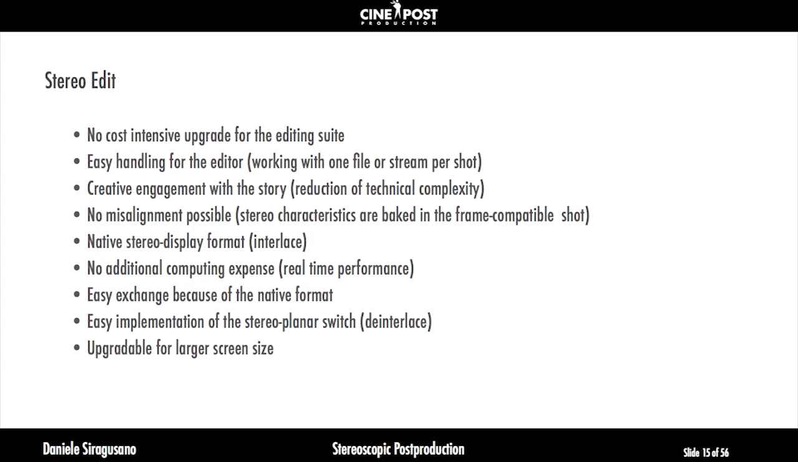But I think what is also pretty important is that if you have all the stereoscopic characteristics baked into one HD stream, the editor cannot misalign those two images, because he just edits with one image stream. He doesn't have to take the left one and the right one and then slip, or if he transforms it, do it twice. There's no misalignment possible because the stereoscopic characteristics are baked into this shot by us, by the dailies.